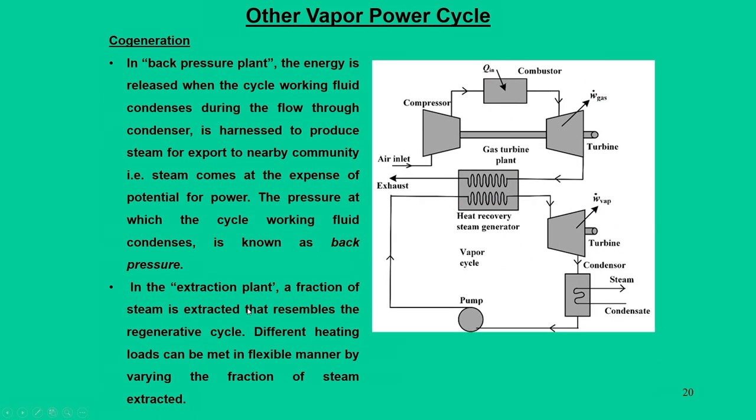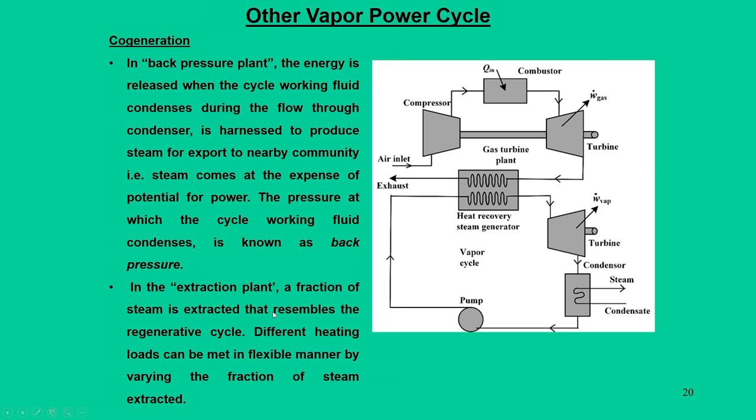The other way of looking at it is the extraction plant. Extraction plant means, as you have all come across in regenerative cycles, that some part of the steam is extracted at different states during the expansion phase in the turbine. So, we can think of meeting different heating loads in a flexible manner by extracting steam at different segments of the power plant. Such a concept we call an extraction plant.